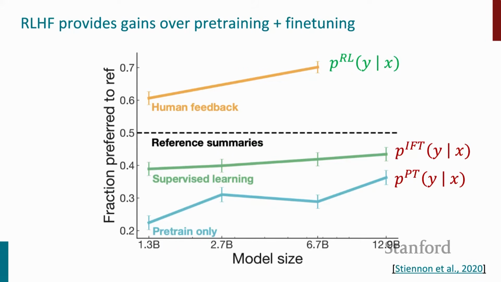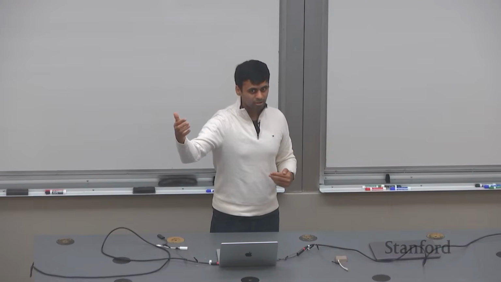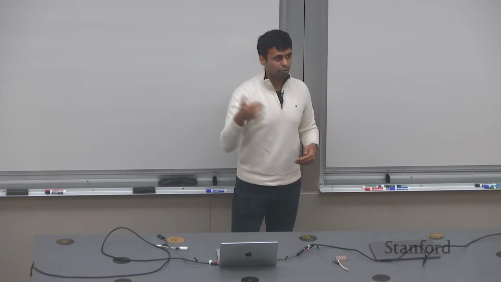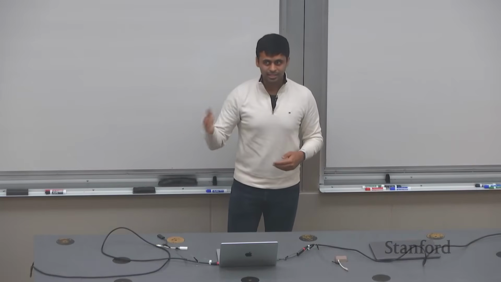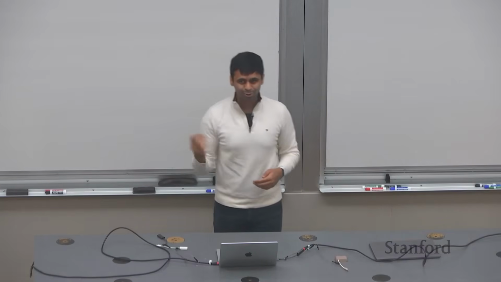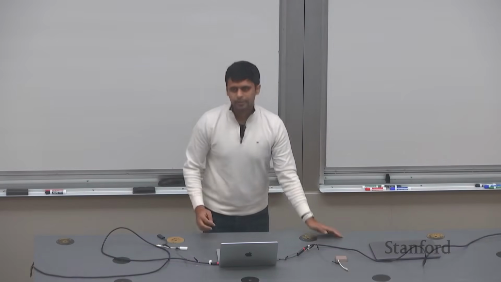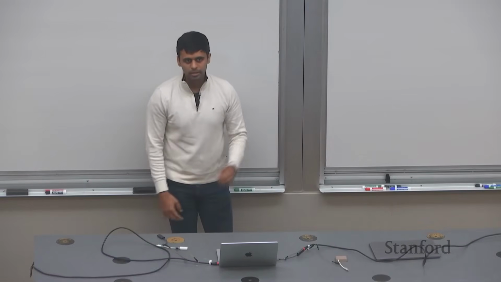And then you have SFT, or instruction fine-tuning, which gives an improvement over the pre-trained model. But when you look at the RL curve, this is the first model which actually exceeds the human written summaries. So now we are generating summaries, even at a small size, which are preferred over human summaries. This is one of the earlier results in RLHF, which shows the power of optimizing for preferences directly.